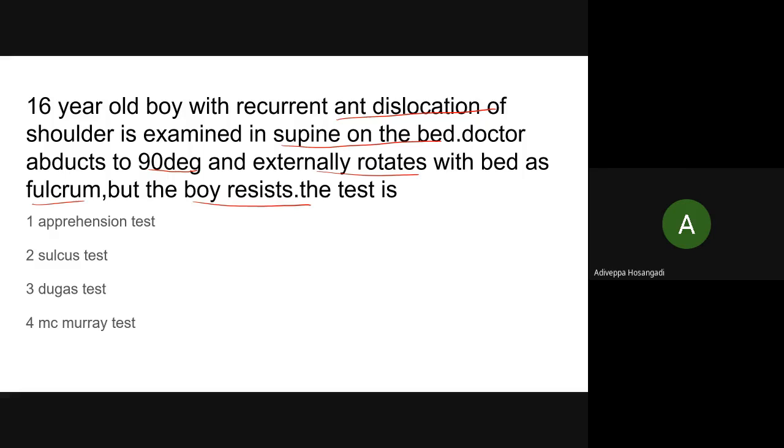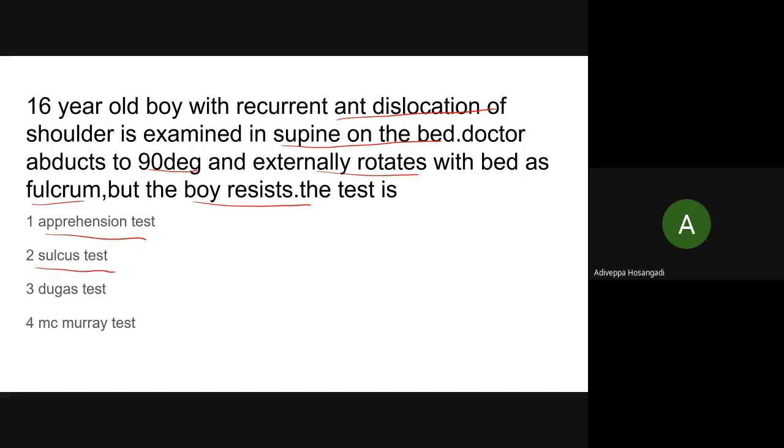Sir, this is what I did mention during explanation. Sir, anterior instability test. Yes. Apprehension. Which among the tests now here? Apprehension test, sir. Very good. Apprehension test.